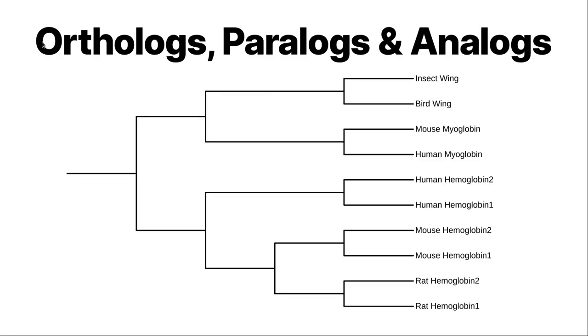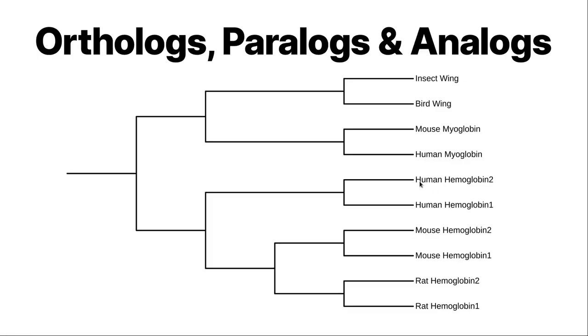We will discuss orthologs, paralogs and analogs today. To understand this concept, you should remember 3 points. That is common ancestor, second one species relationship, and the third one functional similarity.